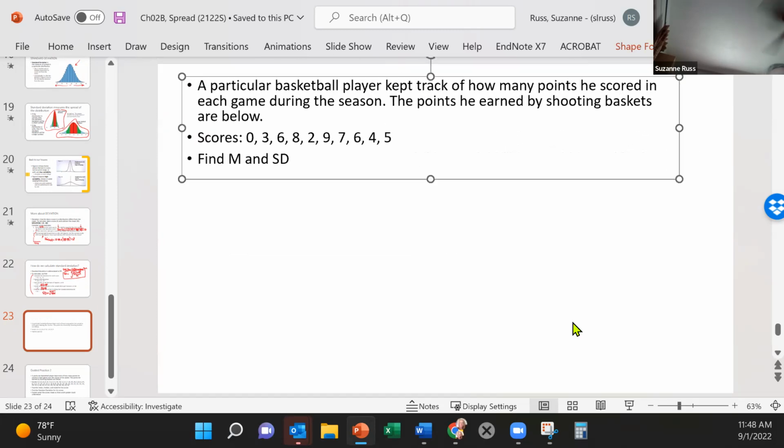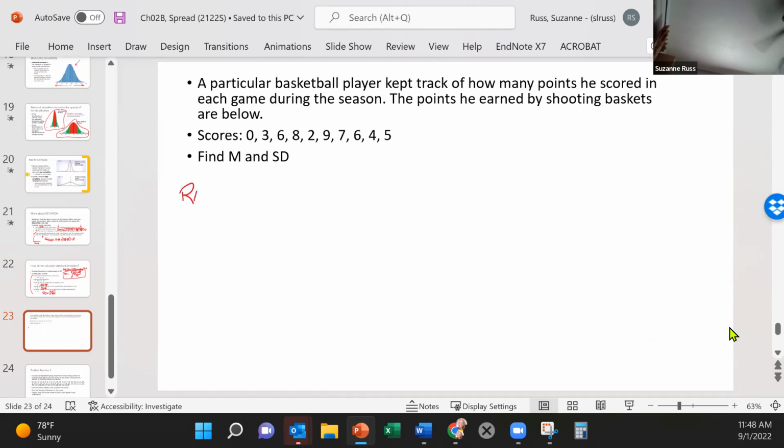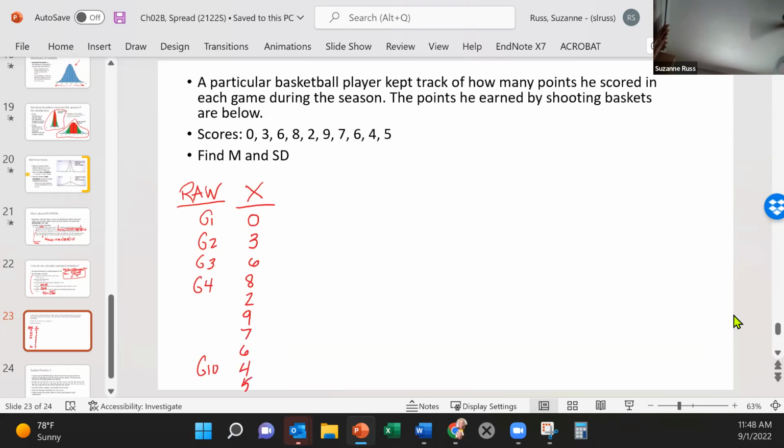So here we go. For the raw data, first of all, we would have game 1. I'm going to put G1, G2, G3, G4, 1, 2, 3, 4, 5, 6, 7, 8, 9, 10, all the way up to game 10. And then if we organize the scores, I'll put a heading here that says X, and we'll have 0, 3, 6, 8, 2, 9, 7, 6, 4, and 5.